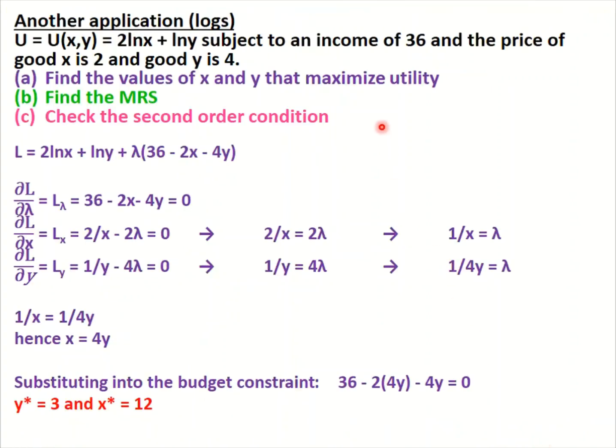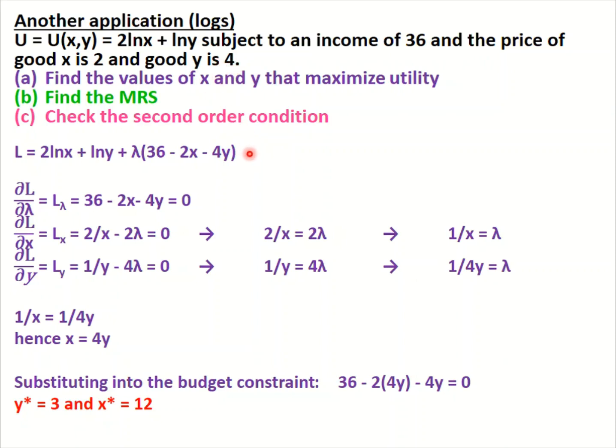The final example for you to go through is an application now using logs. So you'll see again, the approach is the same, but now you need to remember what you have learned about logs, because you've got your utility function, and you can see we've got some natural logarithms here, subject to an income of 36, and the price of good X is 2 and good Y is 4. So you also need to set up the budget constraint.